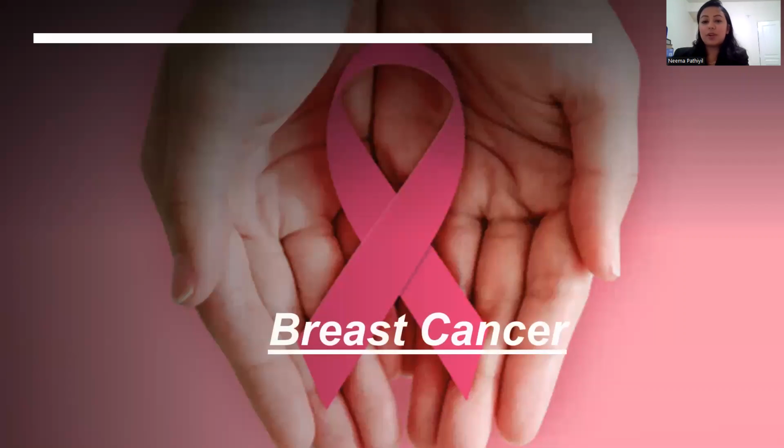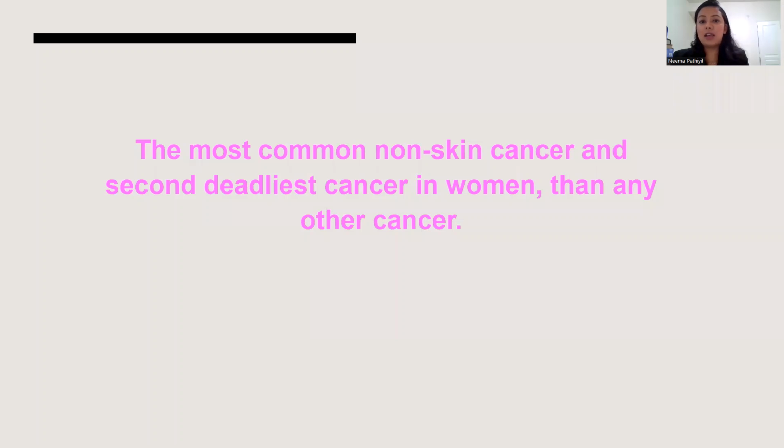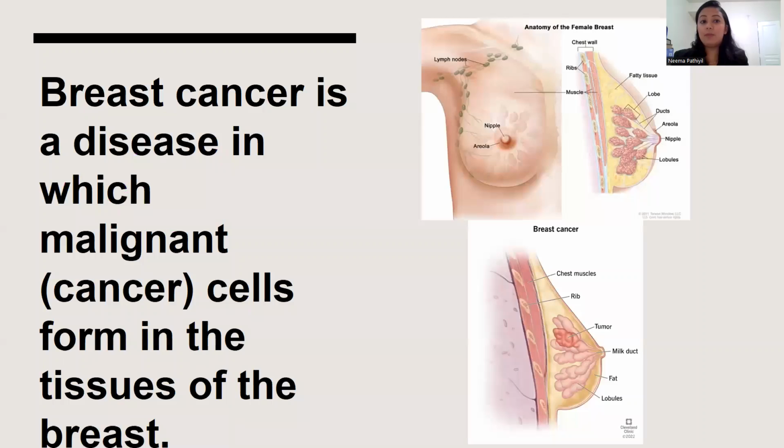The next cancer that we're going to discuss is breast cancer. It is the second deadliest cancer seen in women, and it's very important to know what breast cancer is and how it's spread and diagnosed.